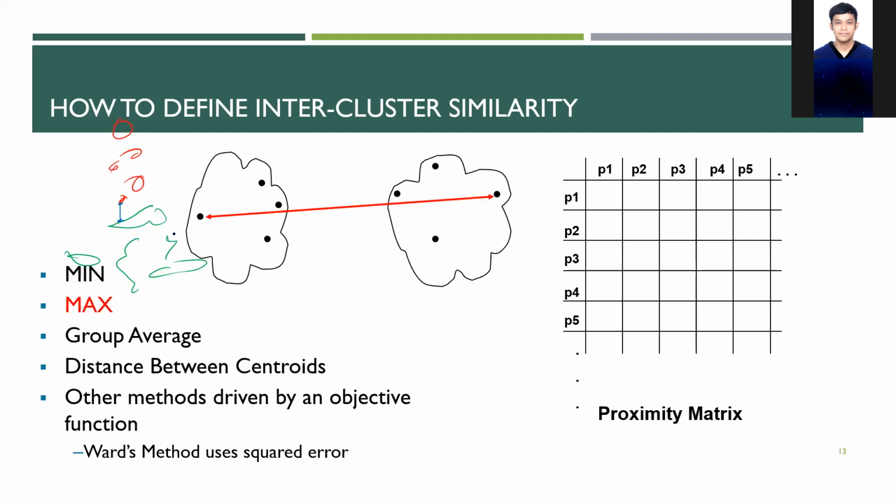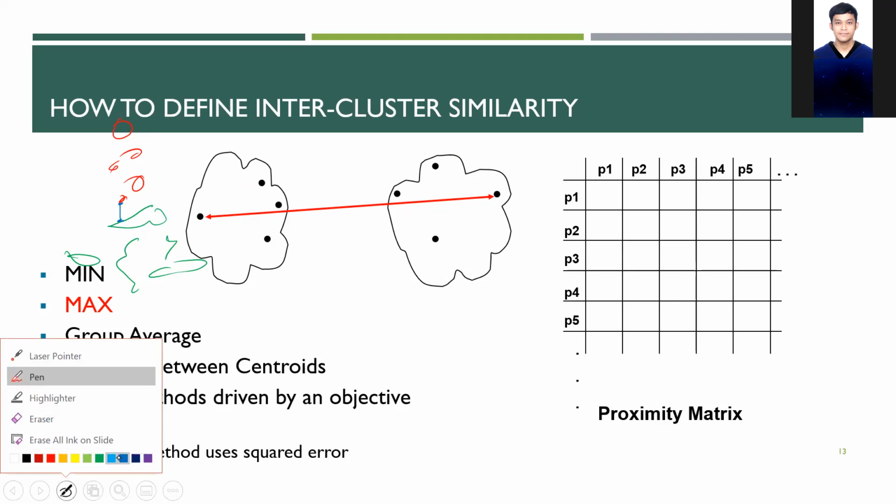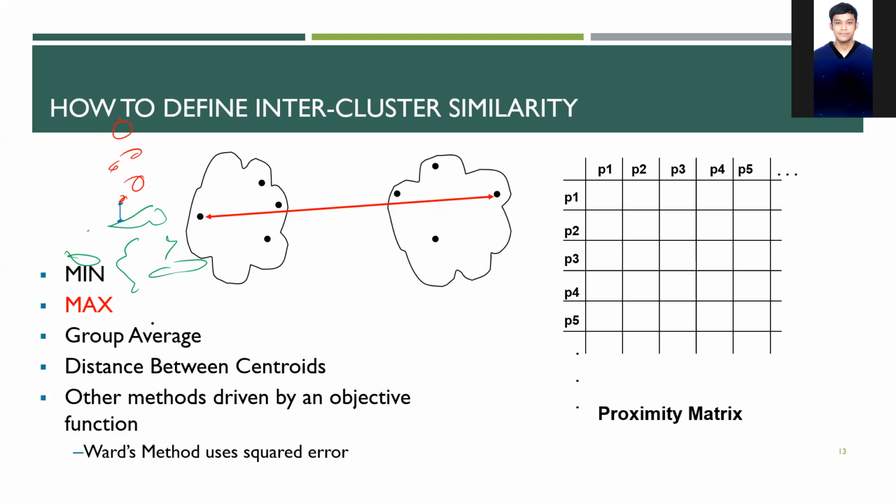But for max, the maximum, it is a little bit similar to the minimum, but here we use the farthest point. So the distance between the Philippines and Indonesia is defined by the farthest points, from here to here. So this is the distance. For example, this is cluster 1 and cluster 2. If we use max, then we calculate the maximum distance between data in cluster 1 and data in cluster 2.